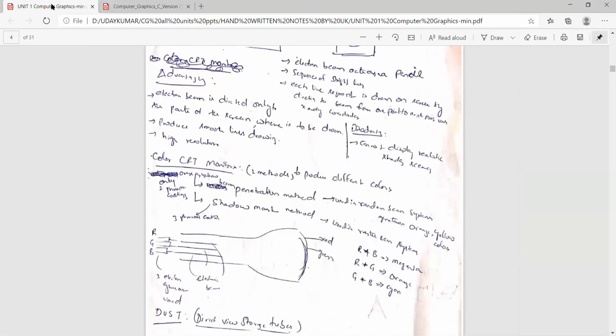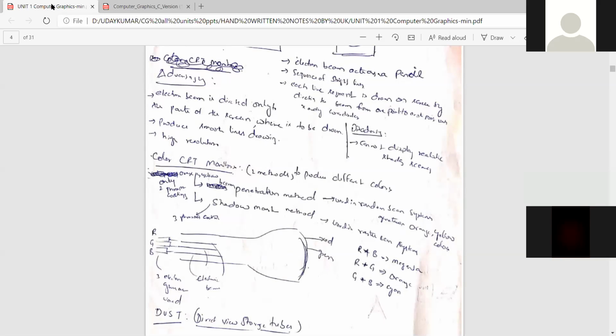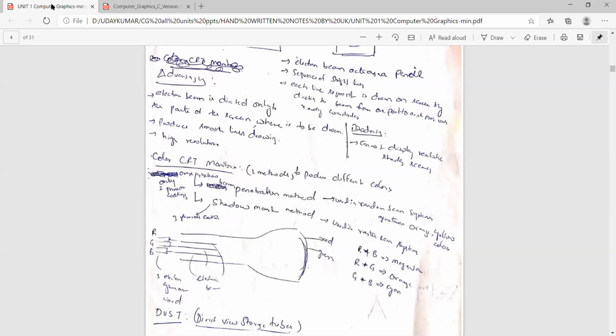A CRT monitor produces three different types of colors. If we see RGB, what is RGB? Red, green, blue. From the electron gun, three different colors are going to pass. Previously we saw that only one beam is going to pass from the electron gun, but here in a color monitor, three electron beams are going to pass: RGB. R indicates red, G indicates green, B indicates blue.